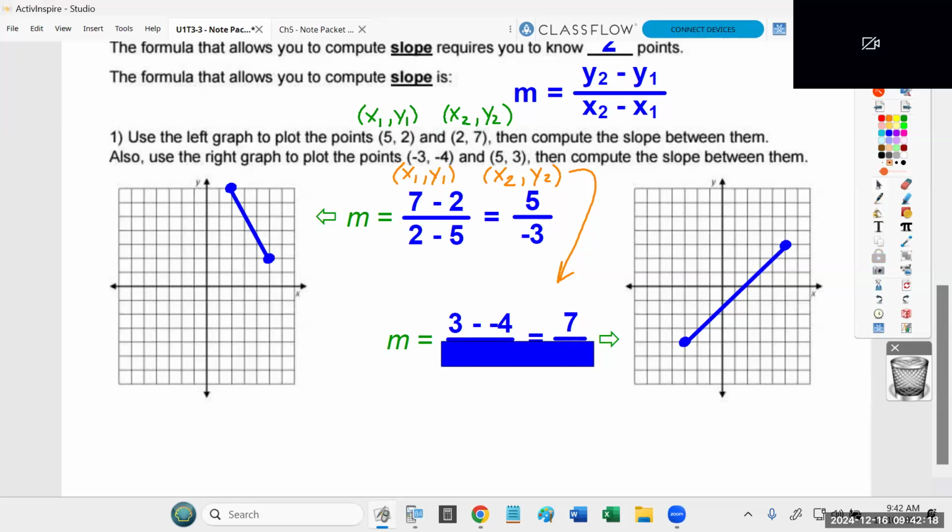Same exact thing is going to happen on the bottom. Your second x value is a 5. Your first x value is a -3, so it's going to be 5 minus a -3. When you're subtracting a negative, you're really adding. And so you get a +8. So again, not shockingly, the first segment is decreasing, so I would expect the slope to be negative. The second segment is increasing, so I would expect the slope to be positive. And that's exactly what happened. Okay? Questions?